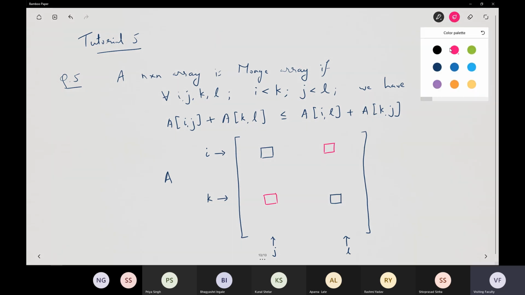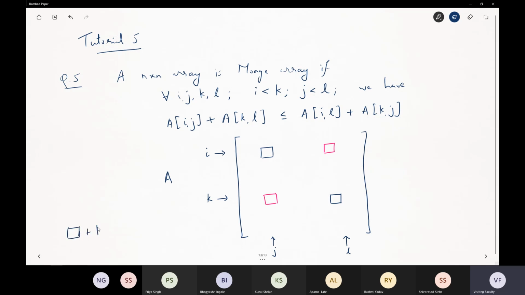And what does this say? Monge means the diagonal sum is less than or equal to the opposite diagonal sum. So this diagonal sum is less than or equal to the pink diagonal sum. This is the meaning of the Monge array, and this is true for every i, k, j, l. Is that clear, everyone?